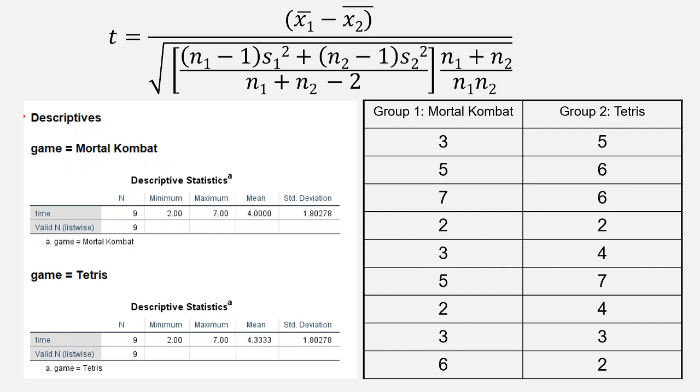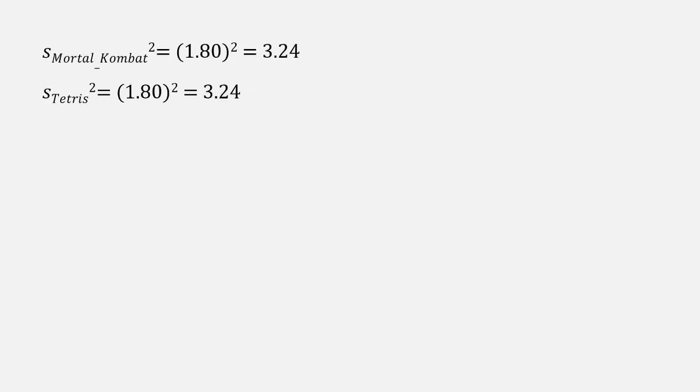Okay, so let's resume and go through the completion of this computation. You've got your Mortal Kombat group with their mean and standard deviation. Again, keep in mind that if you have the standard deviation, you just need to square that value to get your variance. Likewise, you've got the information for your Tetris group. So from there, you can create all the pieces you need to complete this t computation. You've got your standard deviation for both groups, which you have to turn into your variance, and you've got your mean for both groups.